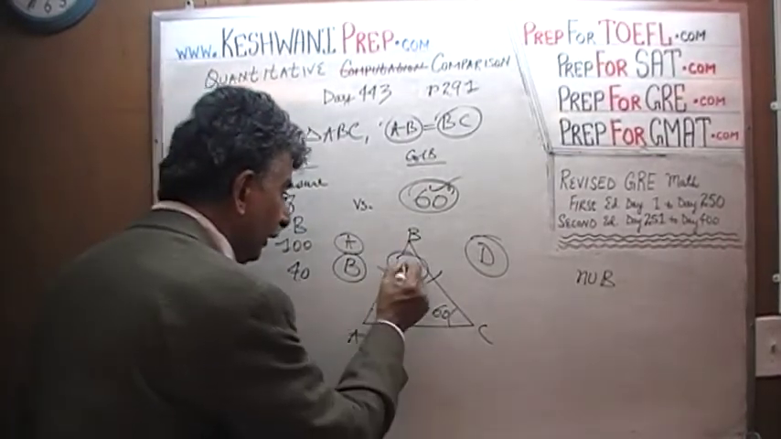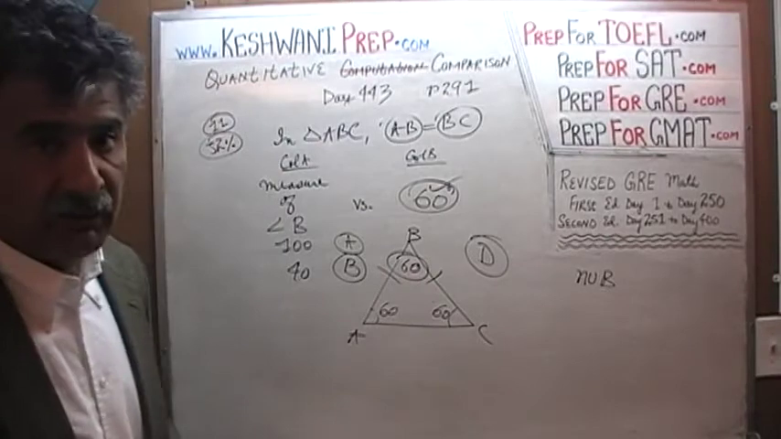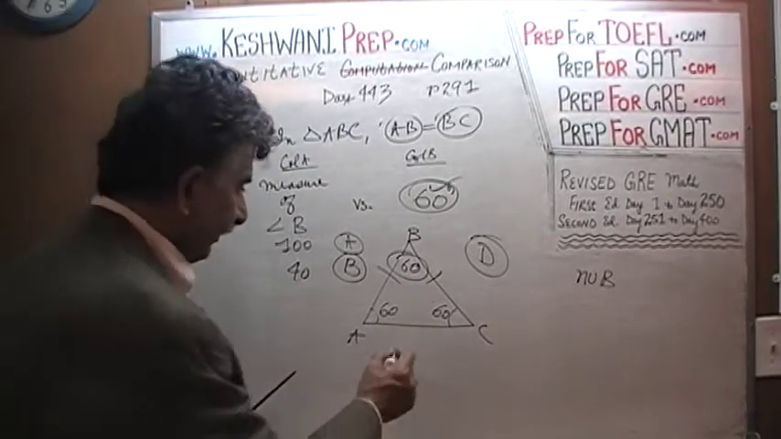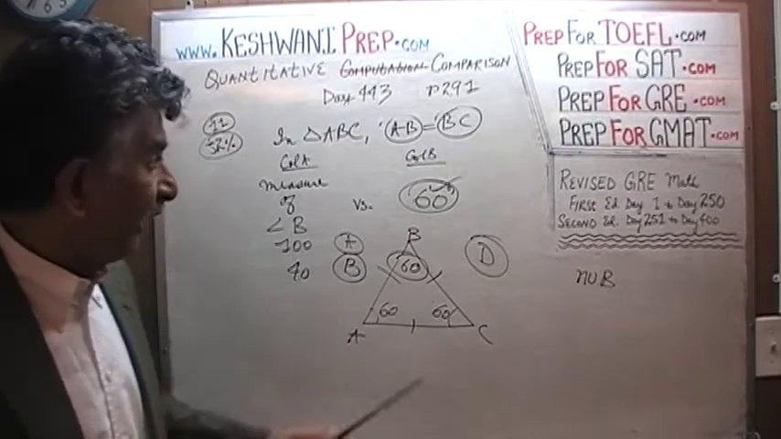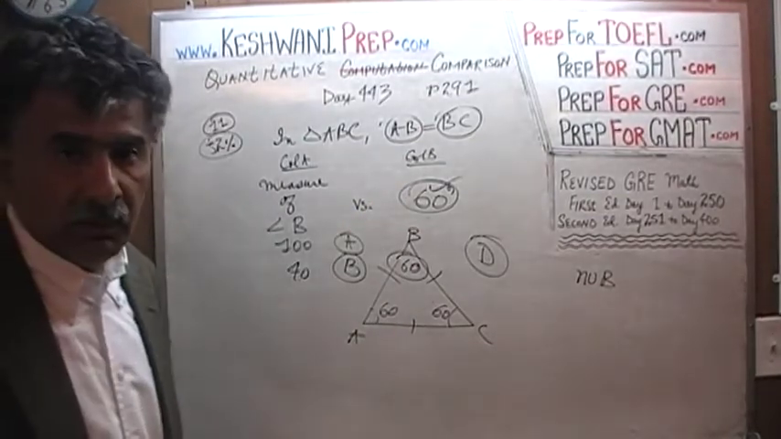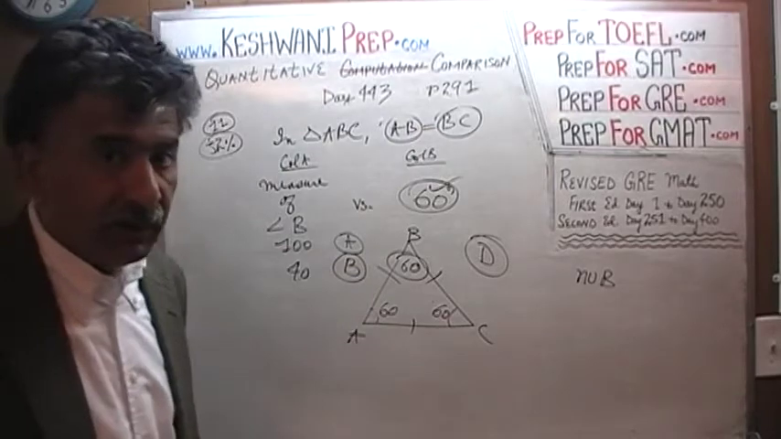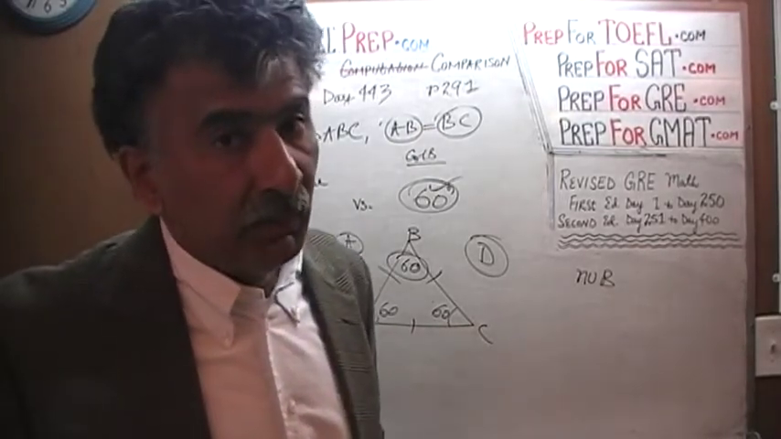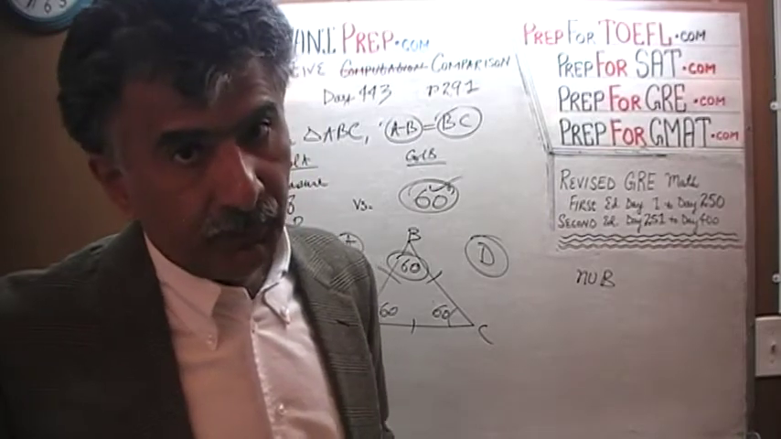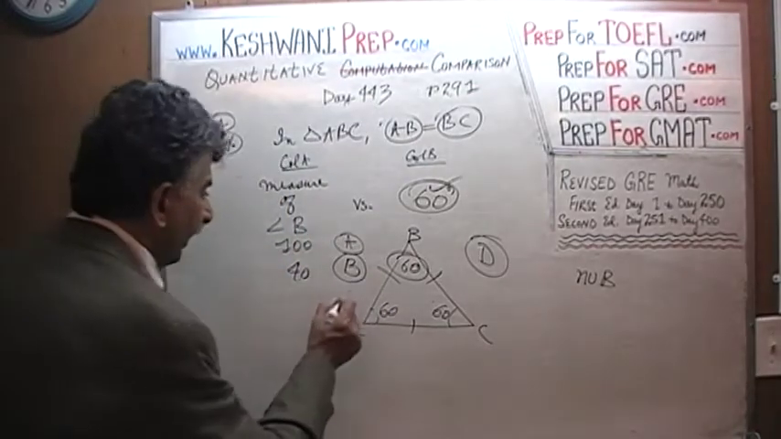In which case, what we have actually is a scenario where all three sides are equal. The fact that all three sides are equal does not negate the fact that these two sides are equal. If they tell you that these two sides are equal, that does not rule out the possibility that maybe all three sides are equal. Maybe what we have on our hand is an equilateral triangle.